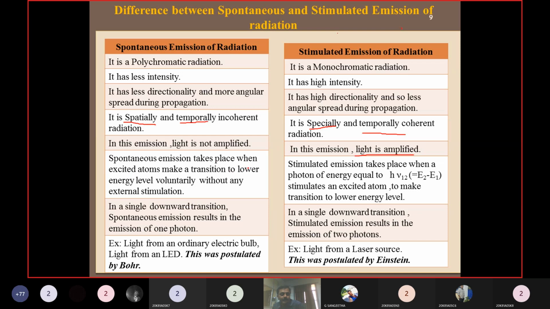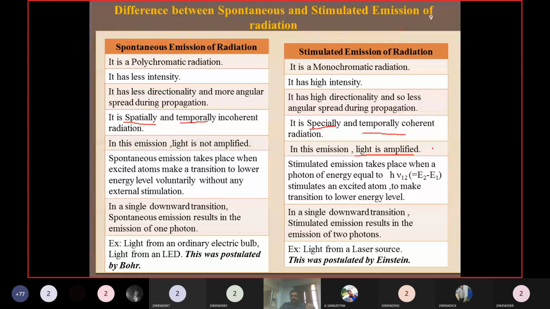Next, spontaneous emission takes place when excited atoms make a transition to a lower energy level voluntarily, without any external stimulation. So in the spontaneous emission process, the electron comes automatically from the excited state to the ground state. We need not give any external stimulation in the case of spontaneous emission.